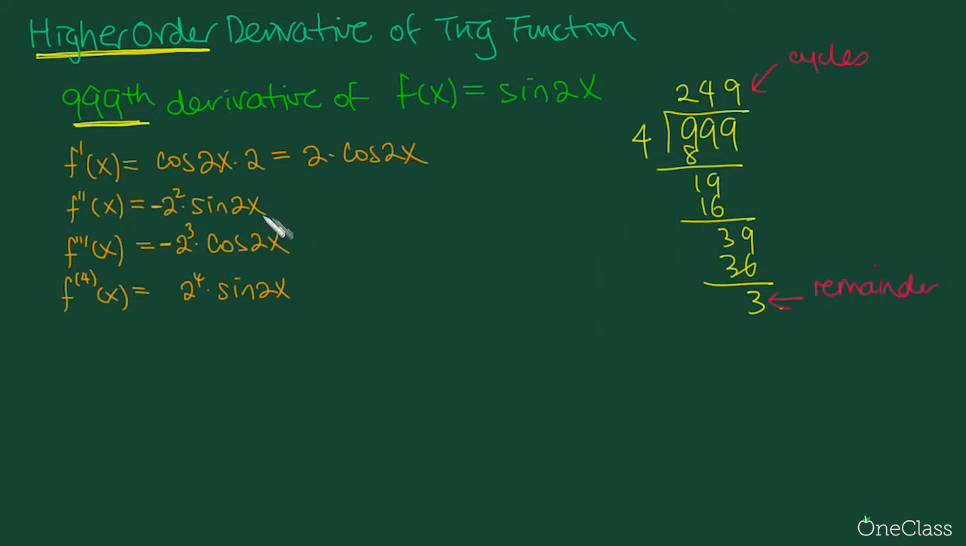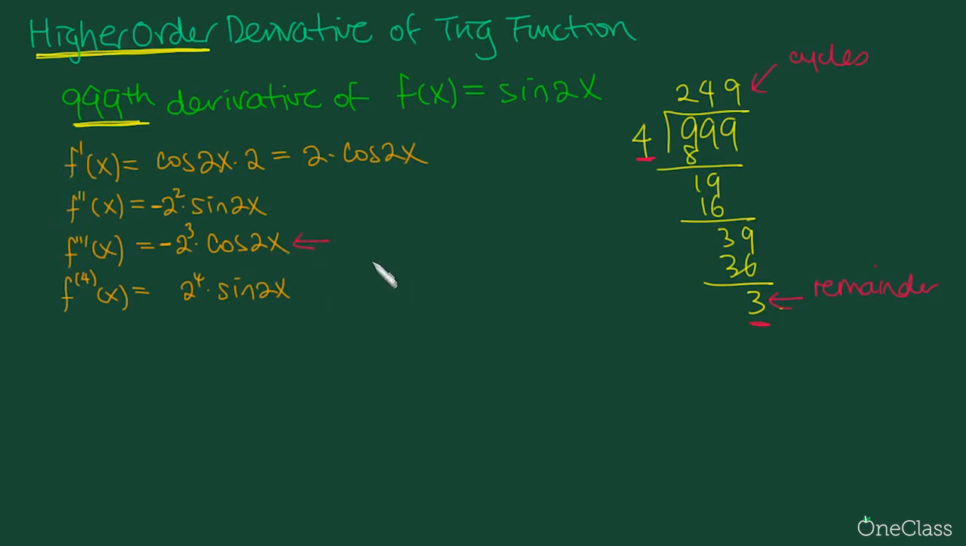By the time we get to the fourth derivative, we completed 1 cycle, so we want to see how many times 4 can go into this number 999. By the time we have reached the 249th cycle, we are going to be at this point, except 2 is going to be raised to the power of 249. So with this remainder of 3, it's just 1 short, so that brings us to the next cycle where 1, 2, 3, so we're going to be at this point.